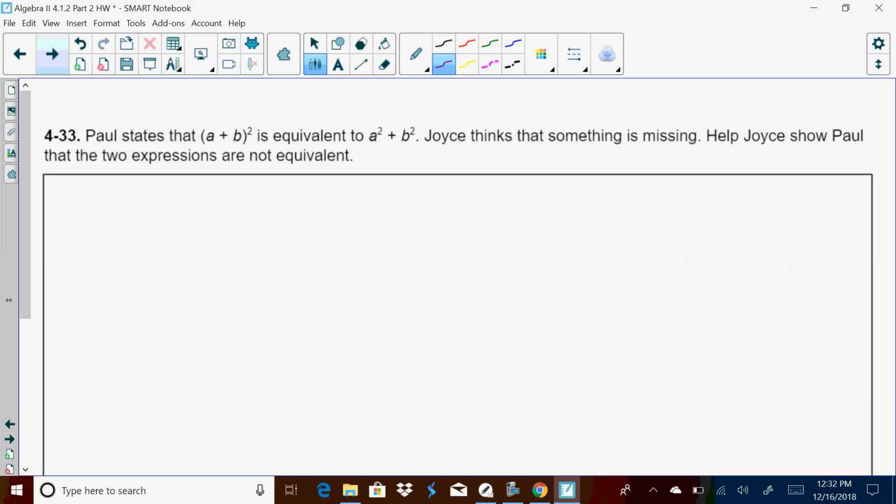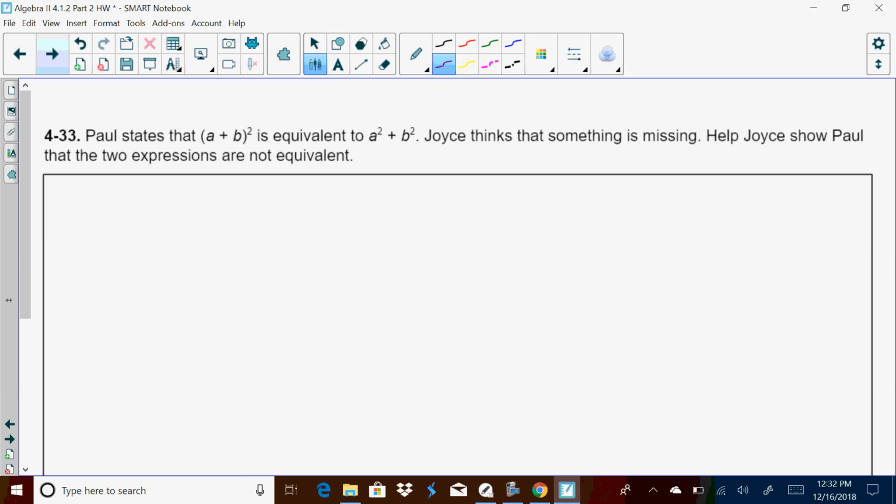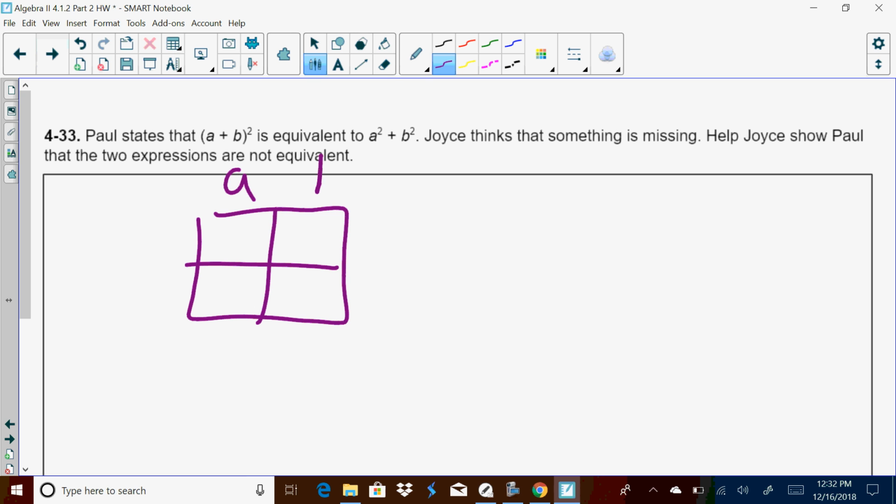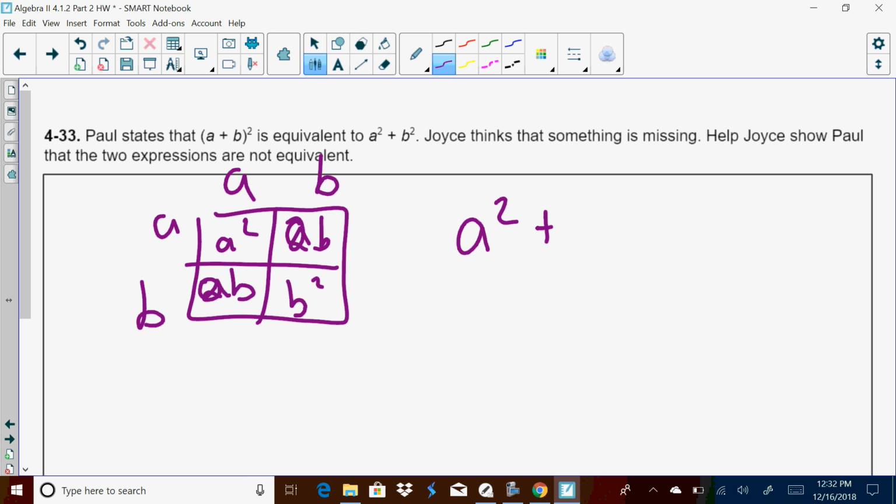Problem 33, Paul states that (a plus b) squared is equivalent to a squared plus b squared. Joyce thinks that something's missing. Help Joyce show Paul. So I would have made a generic rectangle and put a and b here, a and b here. This is a squared, b squared, but she's missing ab and ab. So it should have been a squared plus 2ab plus b squared.